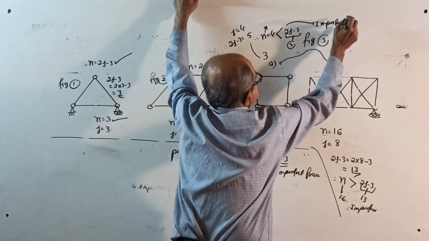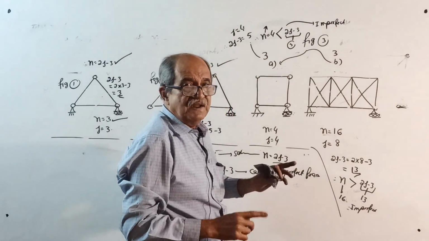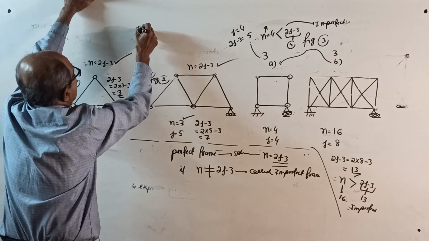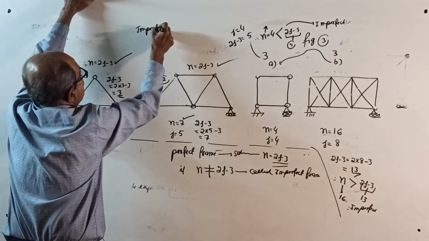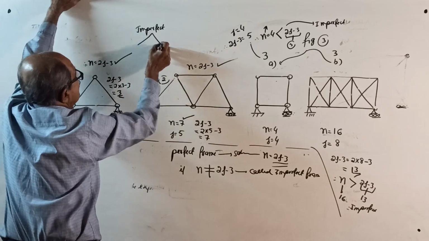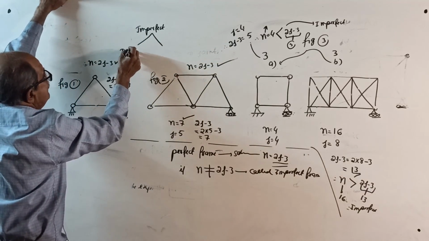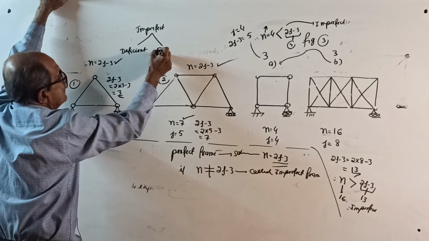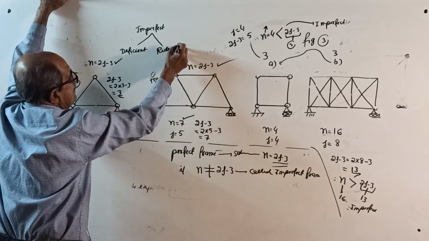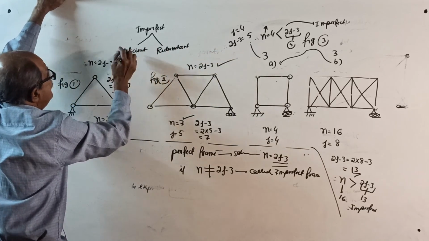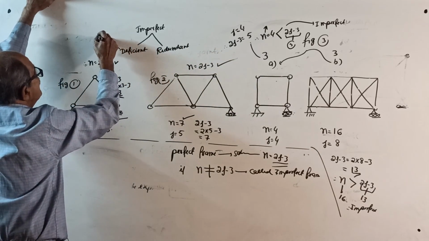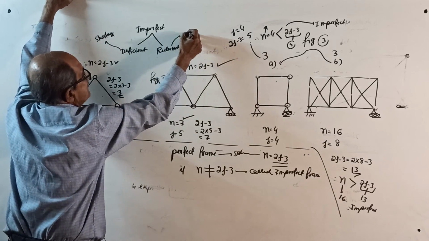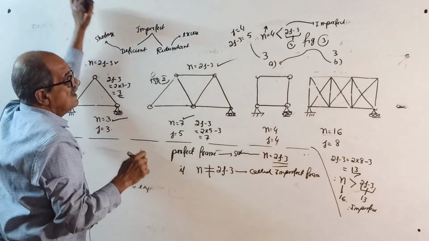Now, further make a note. You should write, in case of imperfect frame, two subdivisions. One is deficient frame, the other is redundant. Redundant means excess. Deficient means shortage.